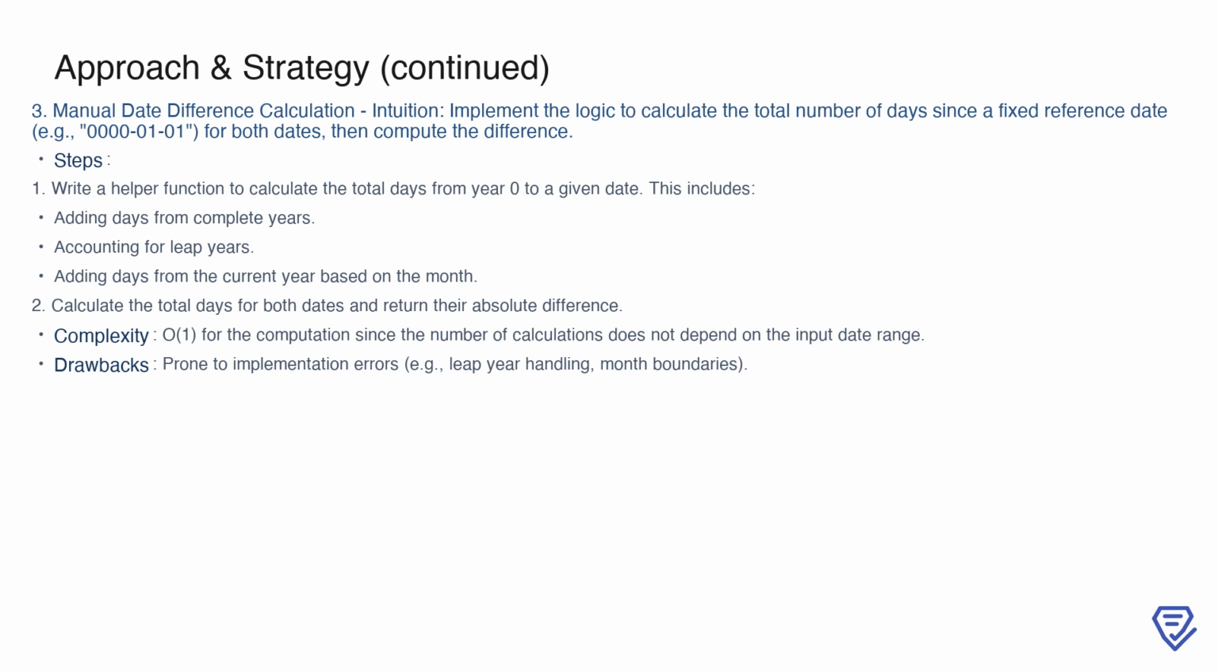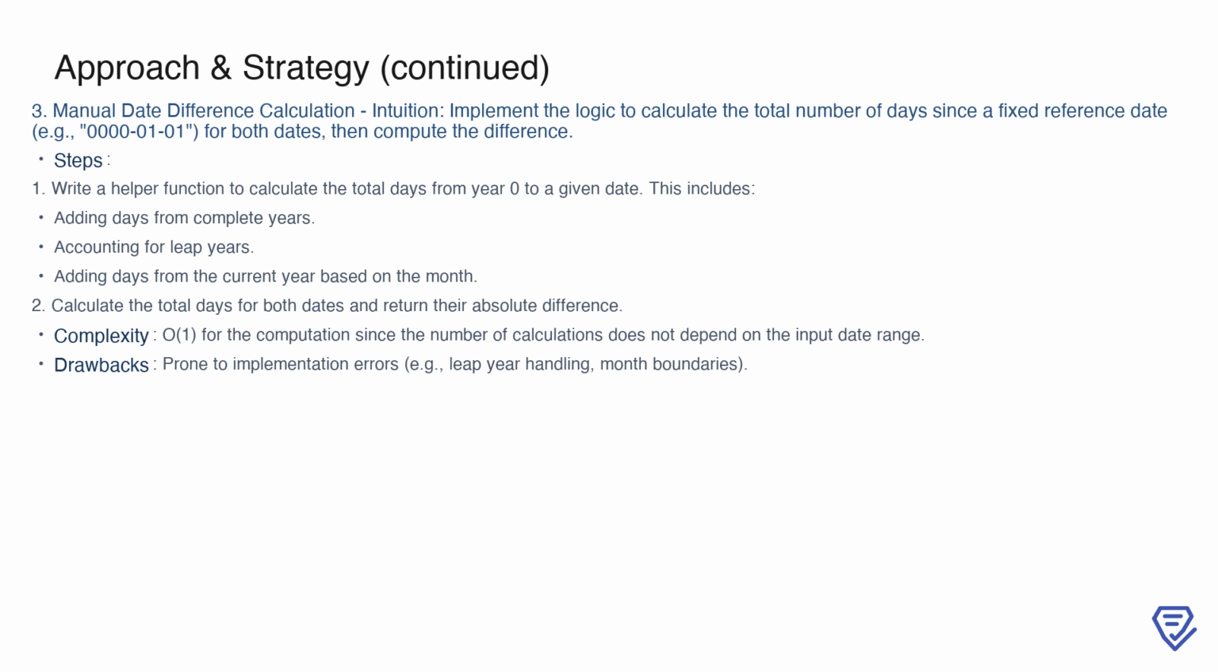Another approach to consider is the manual date difference calculation. This method involves implementing the logic to convert each date into the total number of days since a fixed reference point, such as January 1 of year 0. To do this, we need a helper function that calculates the total day count for a given date. This includes summing up the days from all completed years, accounting for leap years, and adding the days passed within the current year based on the month.